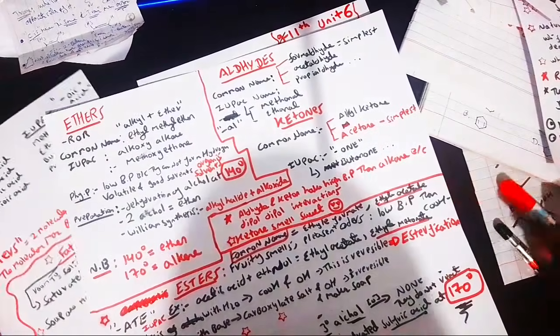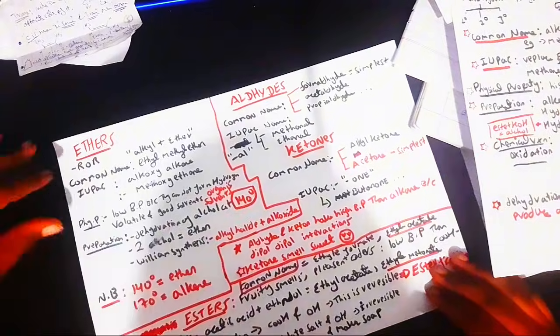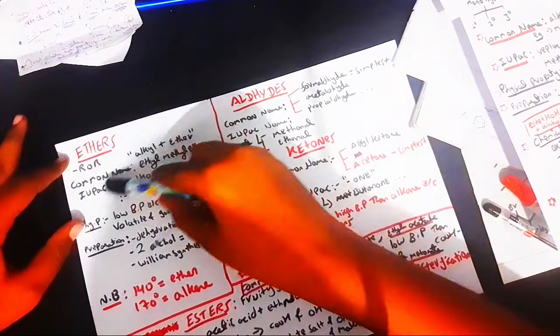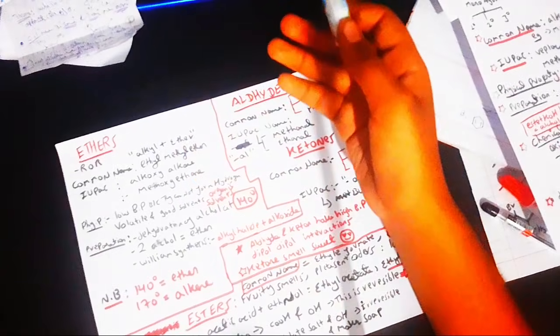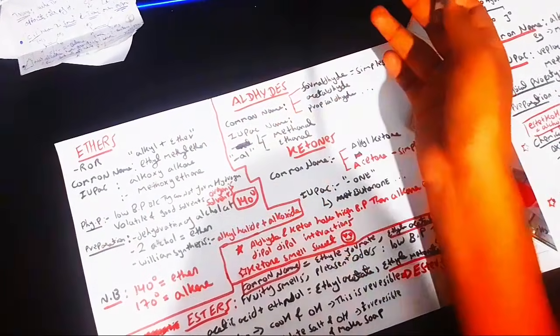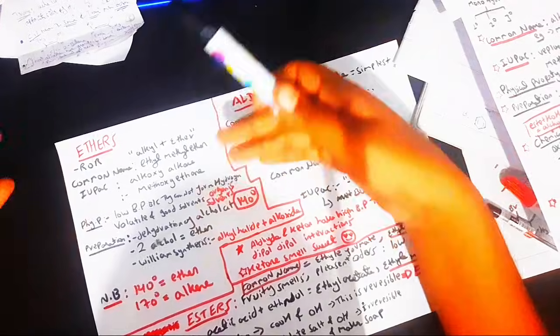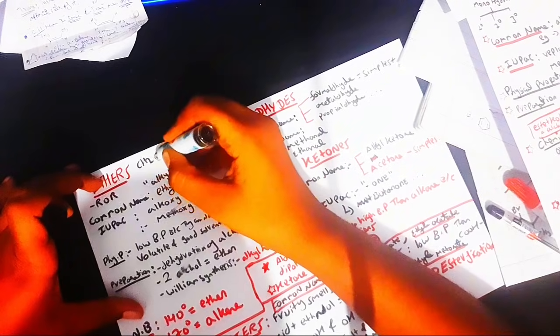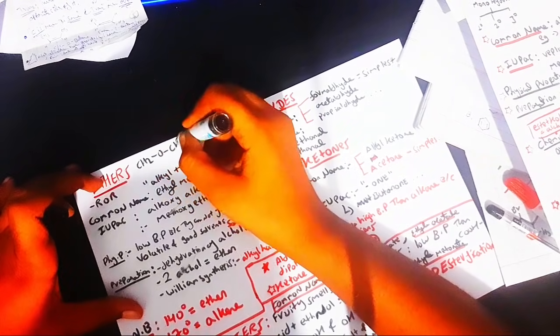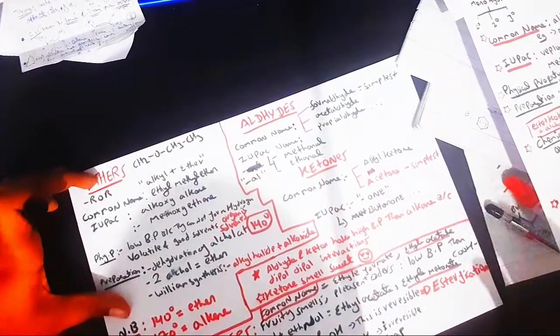So here it is. The second one is an ether. So ethers are an oxygen that is surrounded by carbon chains. So it's just oxygen surrounded by carbon chains. So if you see, for example, it's going to be CH3, O, CH3. So this is basically an ether.